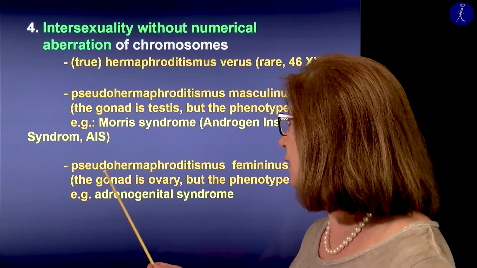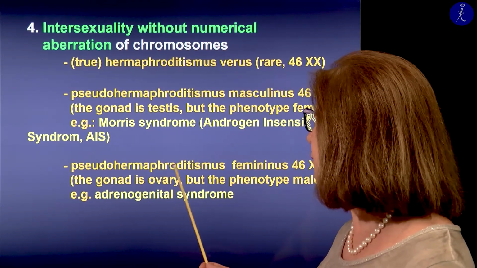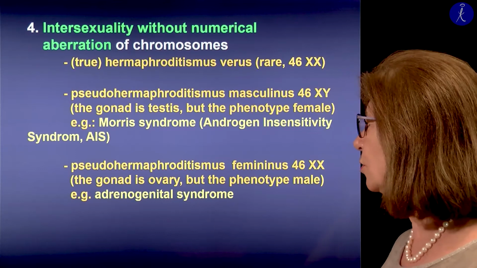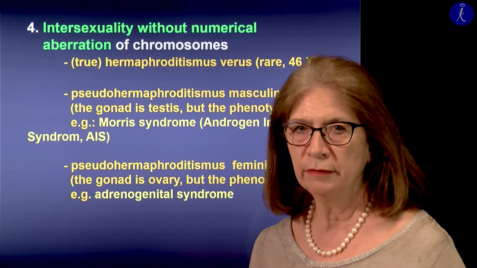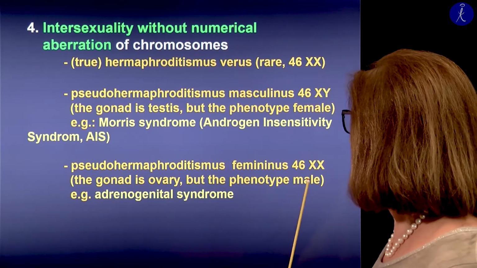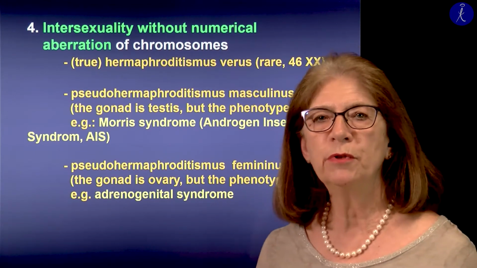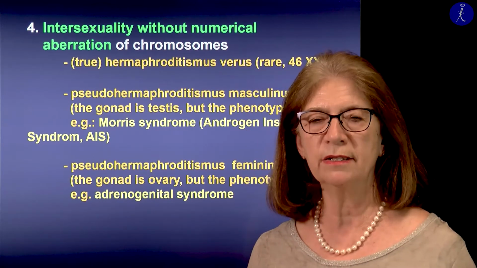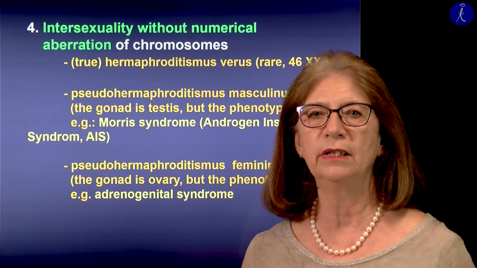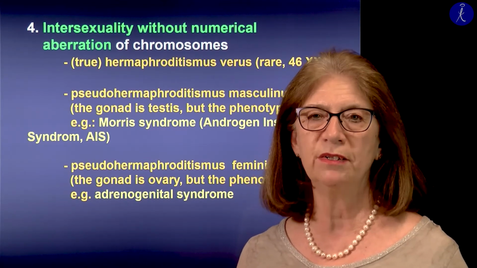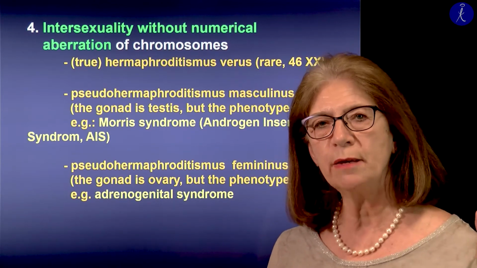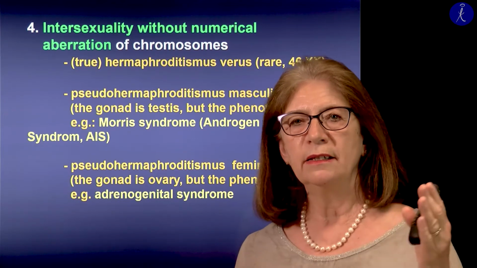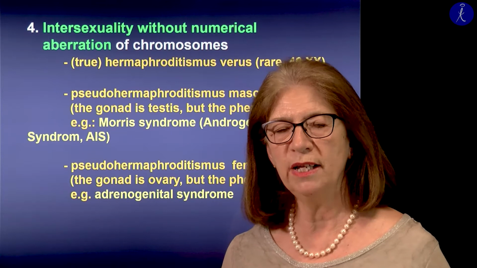The other possibility is the Pseudo Hermaphroditismus femininus. In this case, the sex chromosomes are XX. The gonad is ovary in this case, but the phenotype is male. Why? Because the suprarenal gland has a problem. You know, the suprarenal gland cortex synthesizes steroids. That's a very long biochemical process. You will learn it in both physiology and biochemistry, over 20 steps, and each step requires a special enzyme. And if there is a block in this series of steps, then the previous product will accumulate.